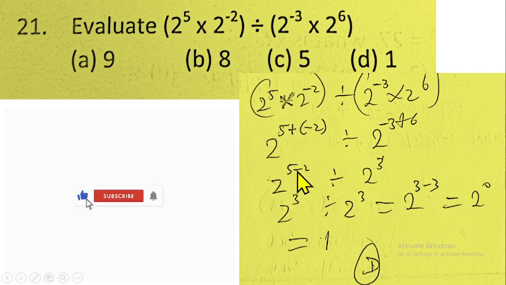So if you simplify this further, 5 minus 2 gives us 3, and minus 3 plus 6 gives us 3. Also, you can apply the law of indices to this as well. This is 2 raised to the power 3 divided by 2 raised to the power 3. So division changes to what? Minus. That gives us 2 raised to the power 3 minus 3, and that gives us 2 raised to the power 0. And anything raised to the power 0 in indices is 1. So option D is the correct option for question number 21.